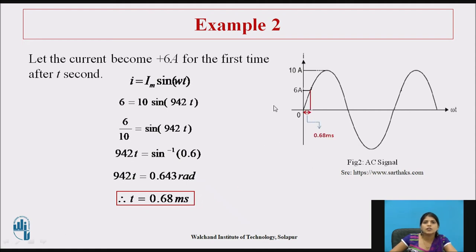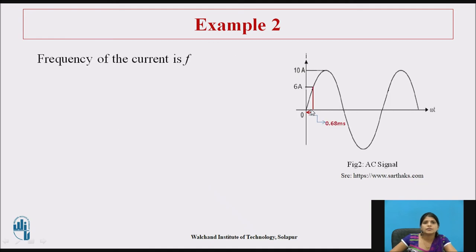So here, for the first 6 ampere current, for this one, the time is 0.68 millisecond. So here let the current become 6 ampere for the first time after 0.68 millisecond. So here we require the time 0.68 millisecond.